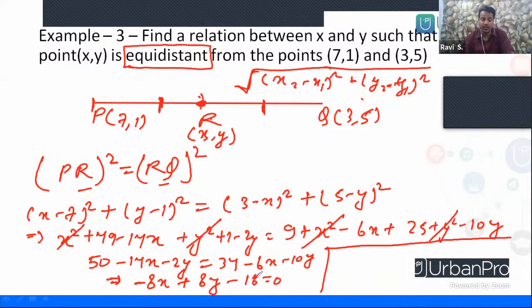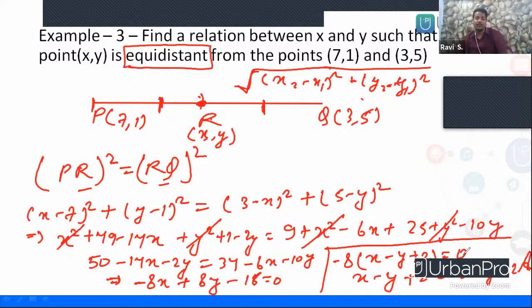What is the common thing here, guys? Common number, it's minus 8. Take out this minus 8 from here. So this will give you x minus y, and here plus 2, okay. So finally you get the equation. So the equation is x minus y plus 2 equals 0, or you can write it like this, x minus y equals minus 2, okay.